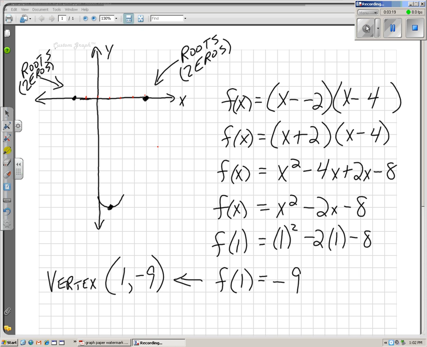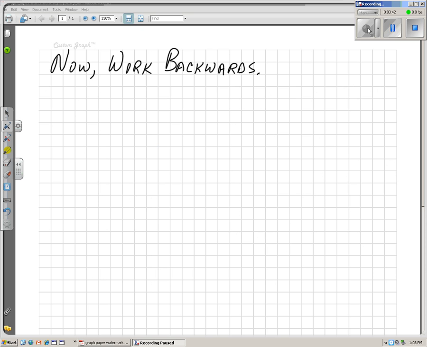Okay, so my graph starts way up here, comes down through the root, comes down to the vertex, turns around, goes back up, and goes back up through 4. So it comes down through the root of -2 and goes back up to the root of +4, and has a vertex of 1, -9. Okay, that's a little review of what we're getting ready to talk about.